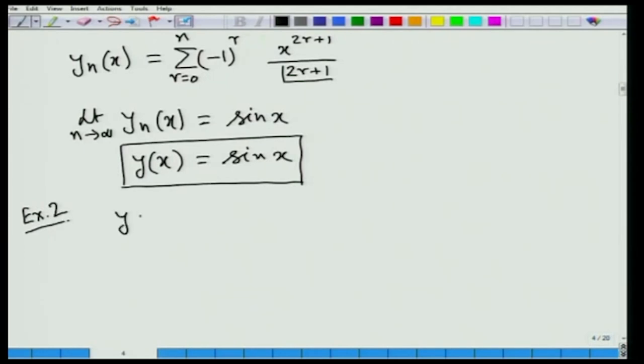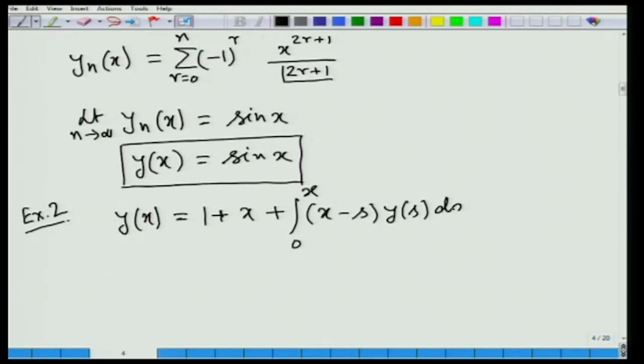Example 2. It is given by y x equal to 1 plus x plus the integral from 0 to x of x minus s times y s ds. This is the given integral equation. Here again y 0 x is equal to 1 plus x, because this particular expression is our f x. So, y 0 x equal to 1 plus x, that is actually f x.